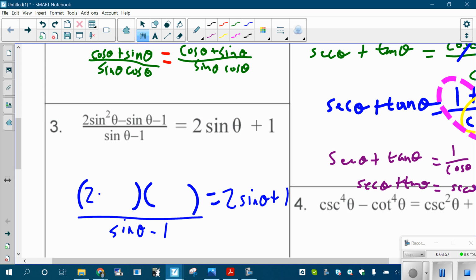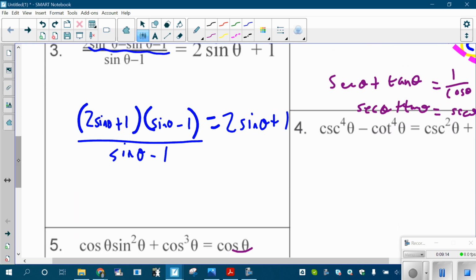Based on what that little work I did, I know it factors to 2 sine plus 1 and sine minus 1. Okay, if I were to distribute that out, I get back to here. Once it's factored, things that are the same in the top and the bottom cancel. So that cancels with that, and I'm left with 2 sine of theta plus 1 on the left and 2 sine of theta plus 1 on the right.